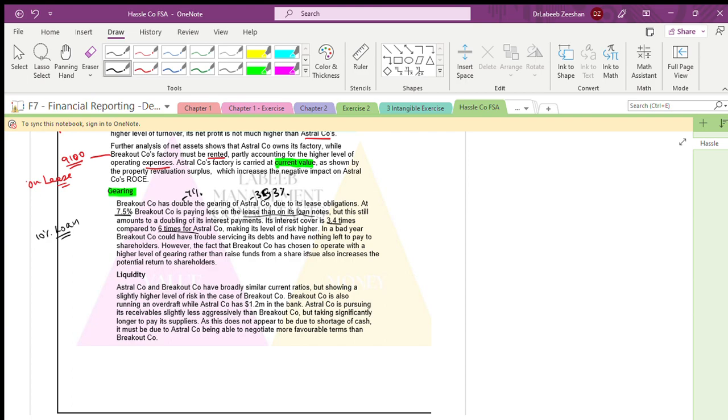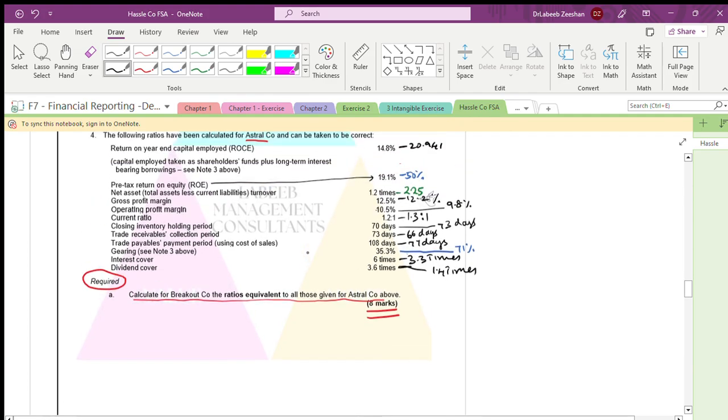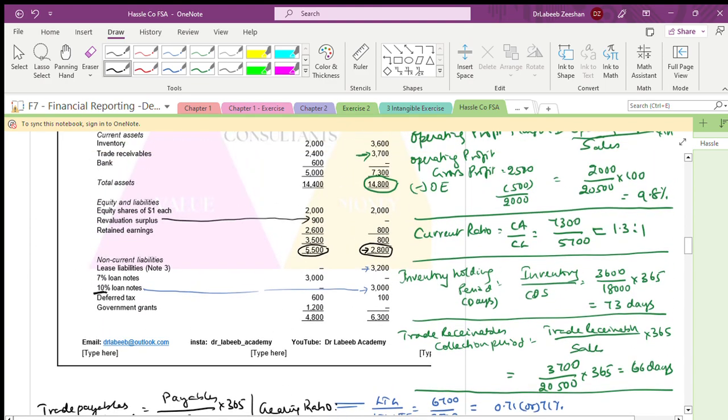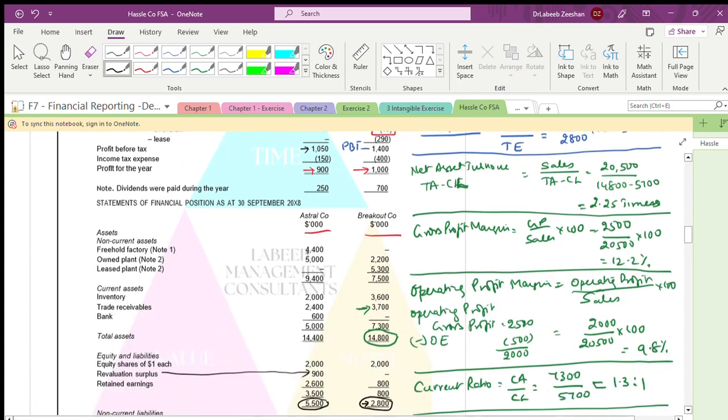Compared to how much we have calculated, the interest coverage ratio is 3.3 times. And what is the formula for interest coverage ratio? Profit before interest and tax. How much will come? See here also, profit before interest and tax is lesser in Astral, 1,500 minus 240, whereas here the profit before interest and tax in Breakout is higher.